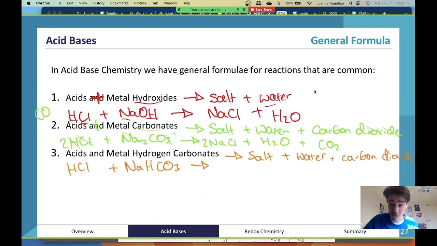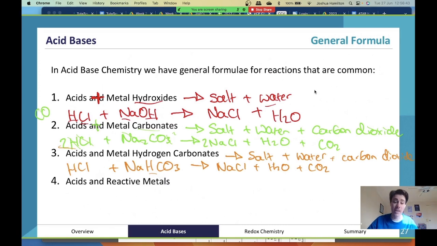It's actually not going to be any different, because what we see here is that we don't need to do any sort of balancing because we've got this extra hydrogen. So in having the extra hydrogen there, we have less balancing to do, if any balancing. So therefore it just makes it a lot easier. So NaCl plus H2O plus CO2. No balancing required. Perfect.